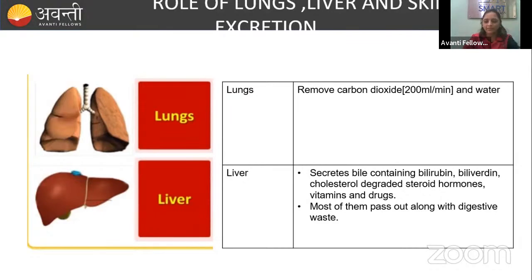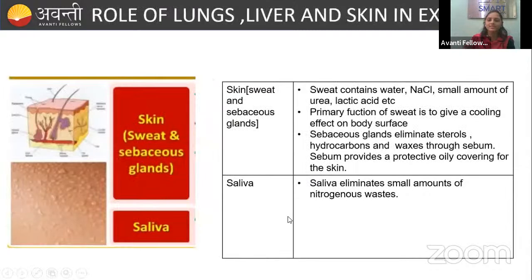Okay. Then coming to the next one, that is the skin. We all sweat, right? Whenever we go to a high temperature, we sweat, right? In that time, the sweat consists mainly of water and sodium chloride, and a small amount of urea, and lactic acid also. Remember, guys. And why do we sweat during high temperature? That is homeostasis, right? To cool the body. So that is also the main reason for sweating. Due to sweating, we cool the body surface, right?